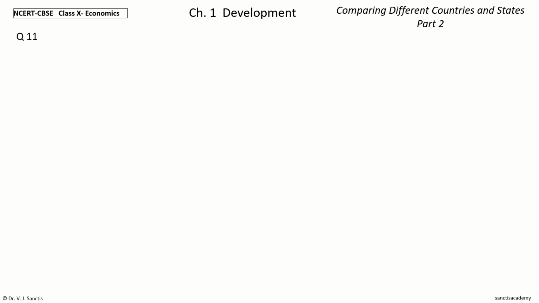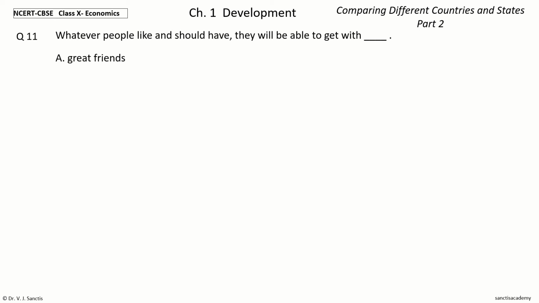Next, question 11. Whatever people like and should have, they will be able to get with dash. The options are great friends, greater income, cheap loans, bank credit. Your time to choose. And the answer is greater income. So, whatever people like and should have, they will be able to get with greater income.